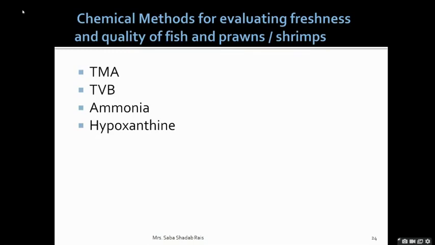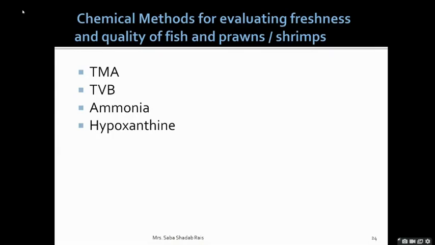So at that particular time, what happens? We check that amount or the chemical which is present in the normal fish, and it is varying from the stale fish. So we just do the quantitative checkup. So first we'll talk about the ammonia.